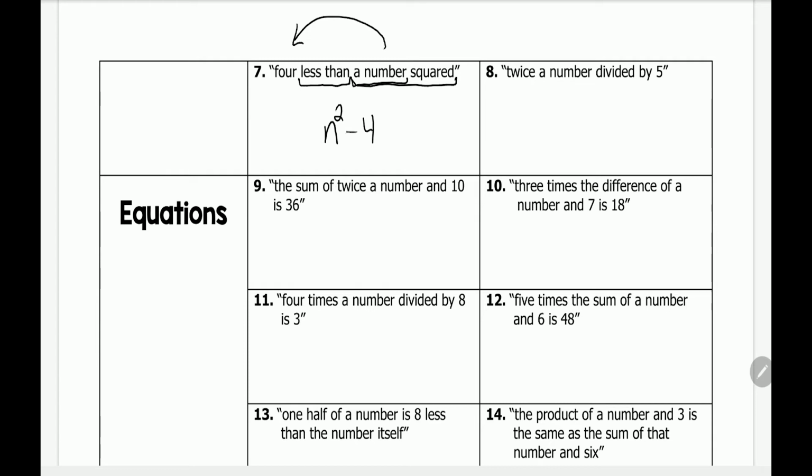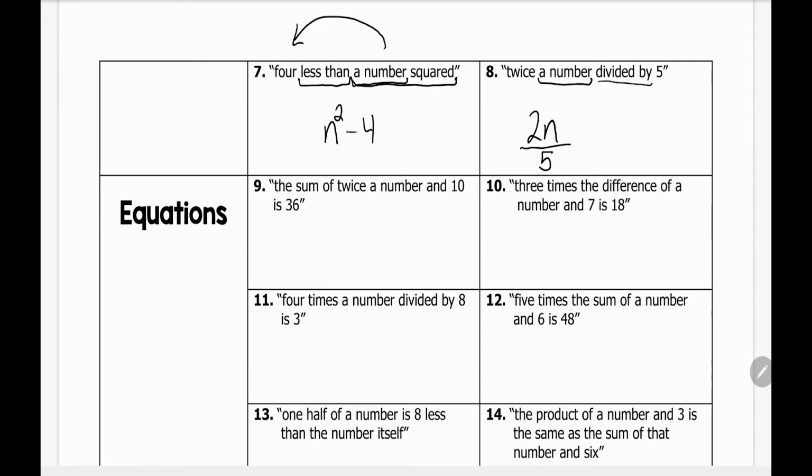And finally, for this part, we have number 8, which is twice a number divided by 5. So again, we have that a number thing, so we have n. Twice means multiplication, and it also means to double or to multiply by 2. And that's being divided by 5, so we're going to use division, and 5. So 2n divided by 5.